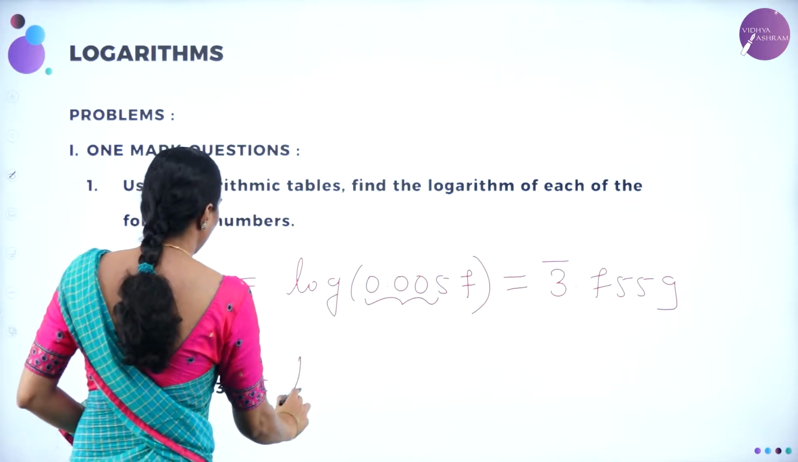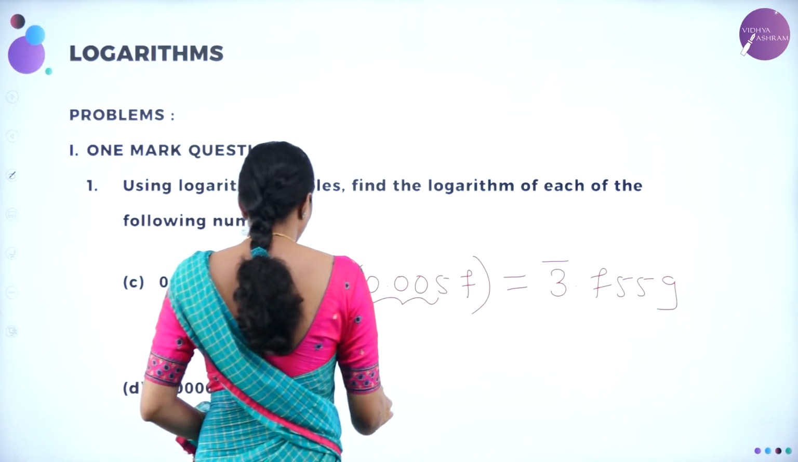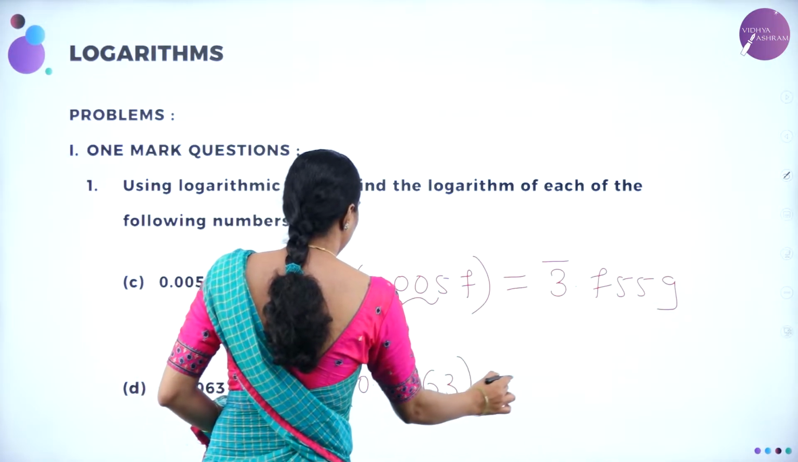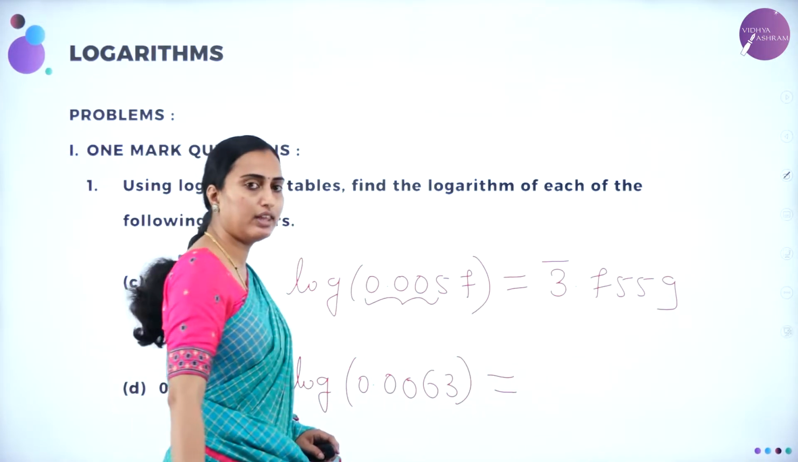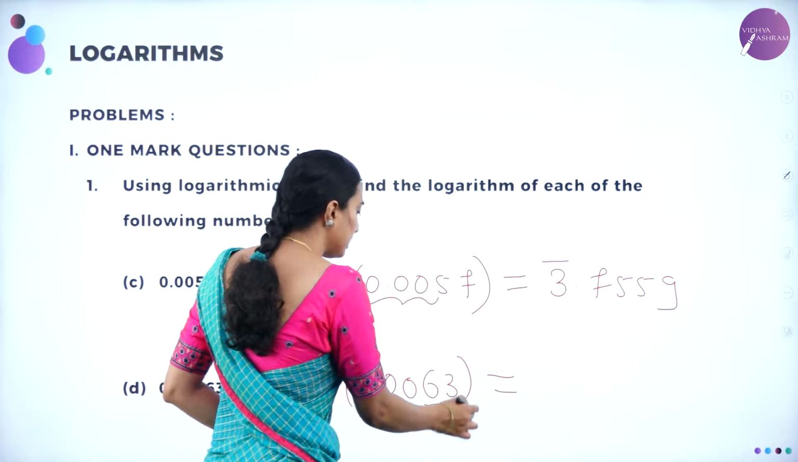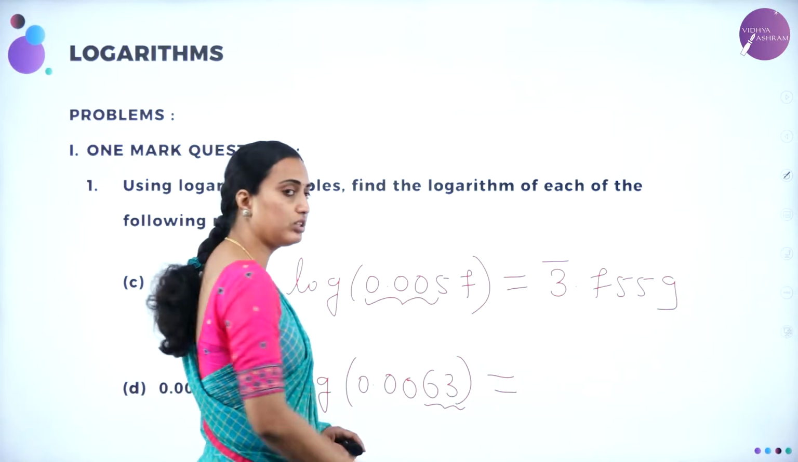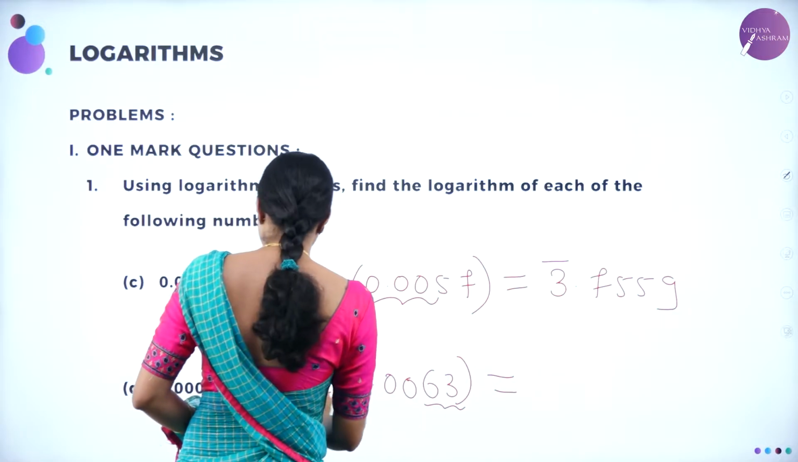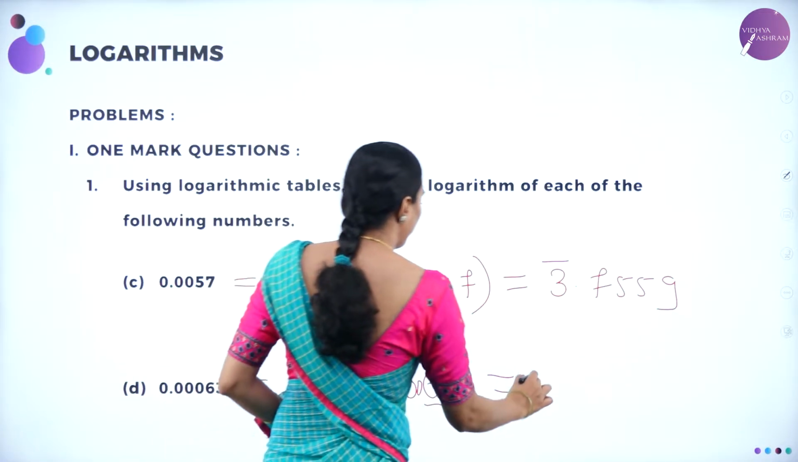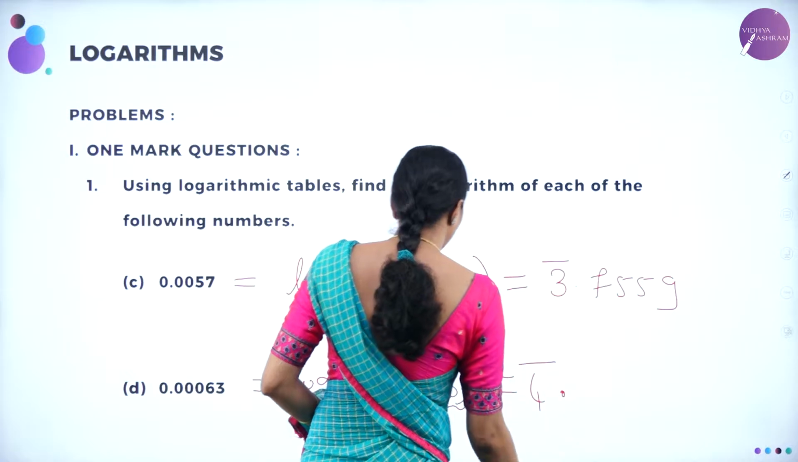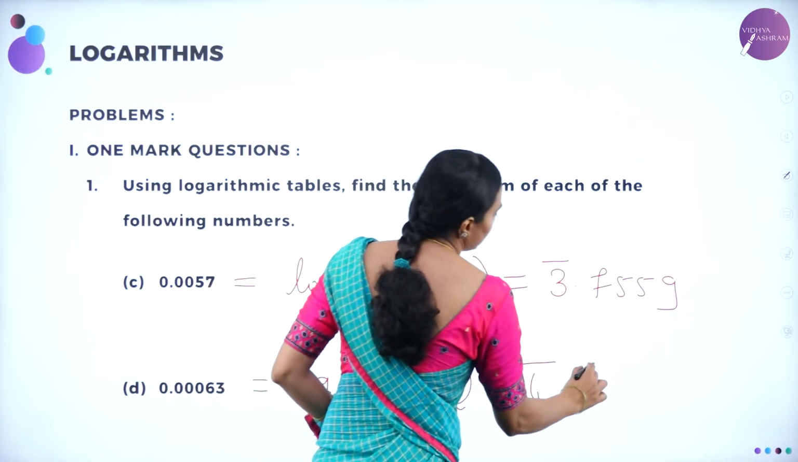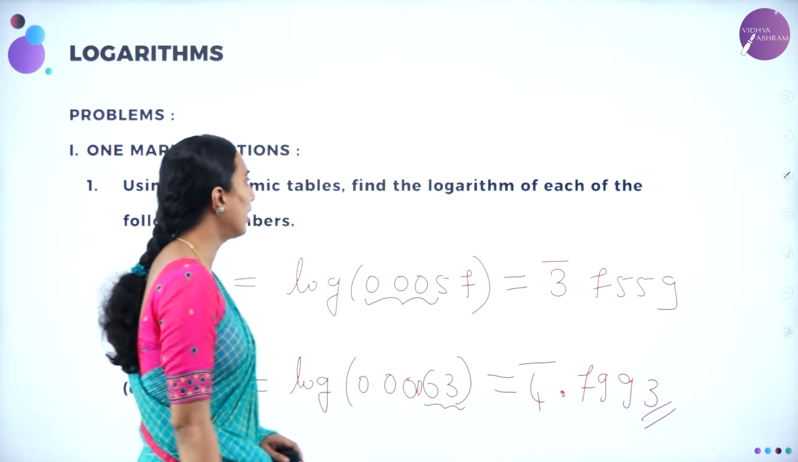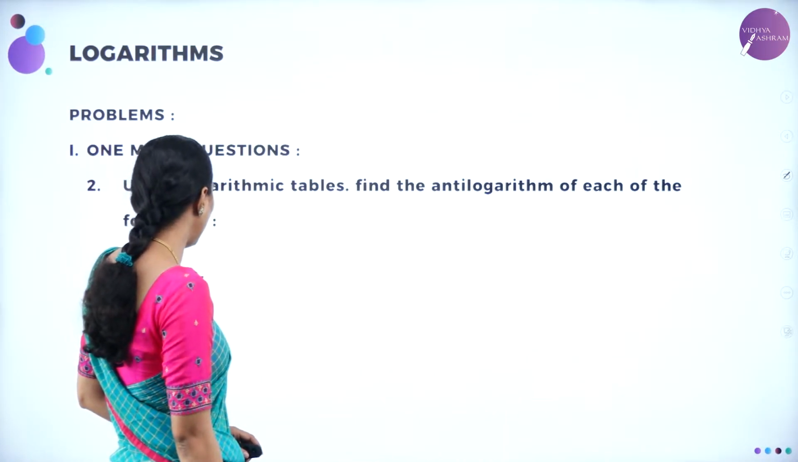Similarly, log of 0.0063. The 00 is not there in the table, so directly you move on to 63. Here also you have the zeros, so with another 0 it is 4 bar, because it is minus 4. The answer is 4 bar 0.7993. This is your answer. Okay, we'll move on to the next one.